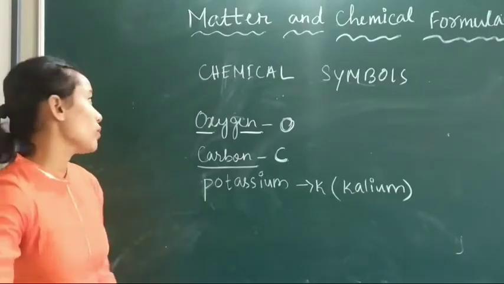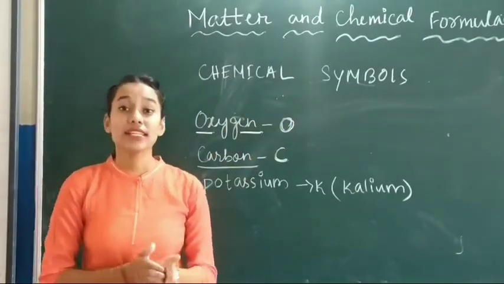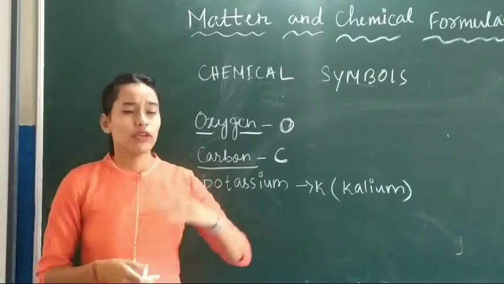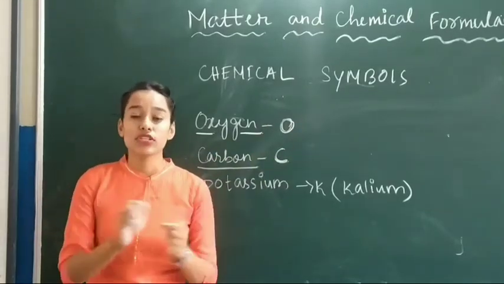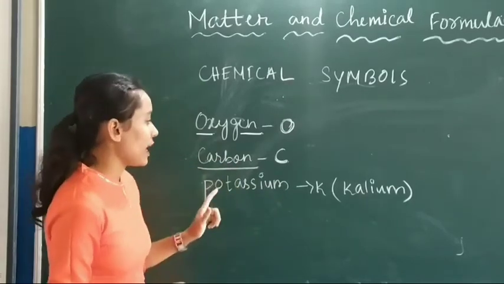Okay students, now we will discuss chemical symbols. So what happened in the periodic table? There are 118 elements. If we go on writing the names of elements, the equation will become very long, isn't it? So to shorten the equation, what happened?